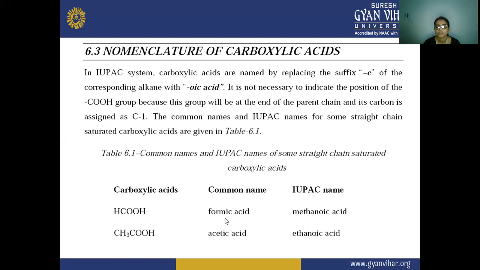Its common name is formic acid. In the common name, we use the suffix ic, and in the IUPAC name, we use the suffix oic. So this is oic, and this is methane, from methane because one carbon atom is there. From methane, the E is replaced by oic acid. So when E is replaced by oic acid, then it is a carboxylic acid.